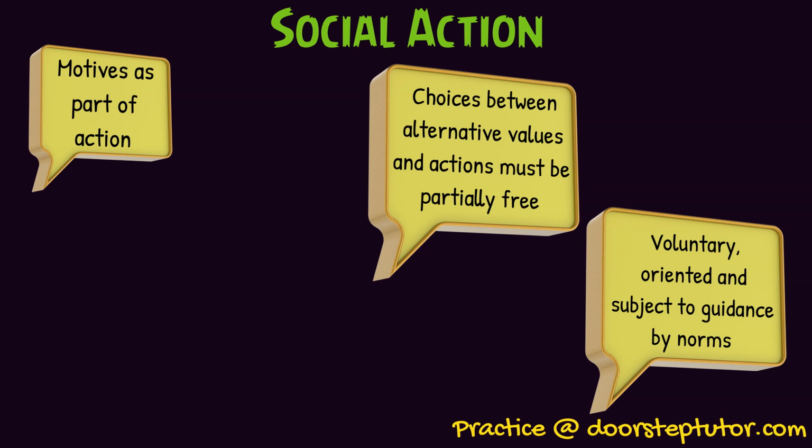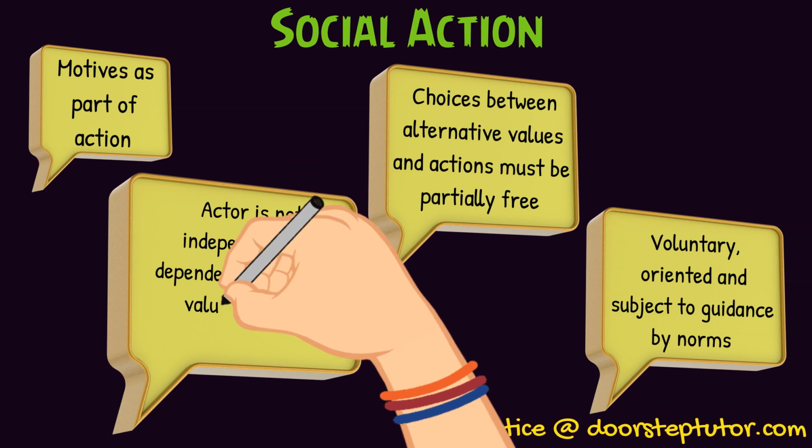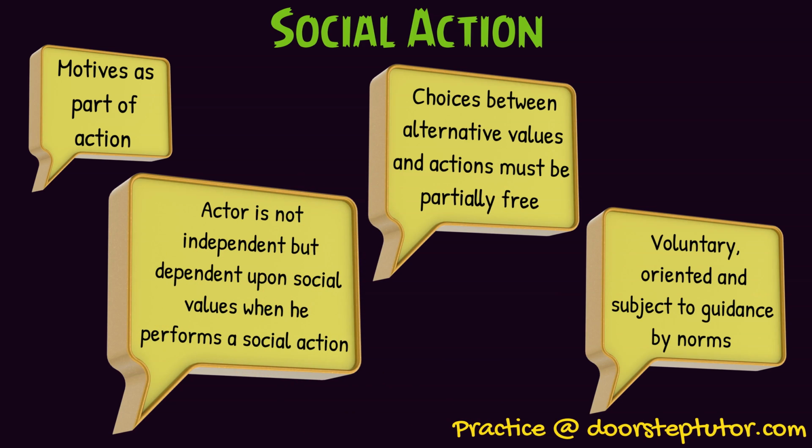So, he continues to say that the actor is not independent, but he is dependent. He is dependent on what? Dependent upon the social values, because if you do not adhere to those guidelines, those values and norms, then your social action will not be for the benefit of the society. Okay? It will be disregarded. Therefore, it is important that it is adhered with norms and social values.